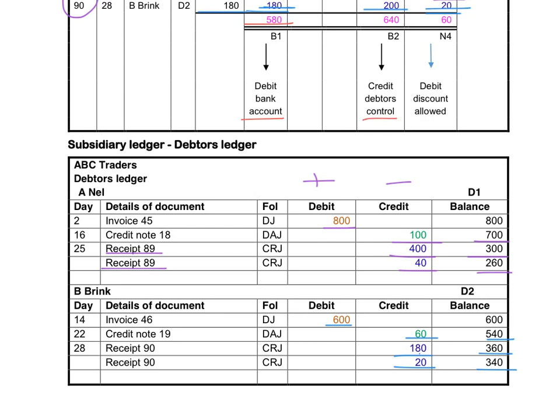Discount allowed is an expense. Expenses increase on the debit side, so we will debit the discount allowed account. And if we debit the bank account with the 580 and we debit the discount allowed with the 60, the two together equal the amount that we will put into our debtors control on the credit side.